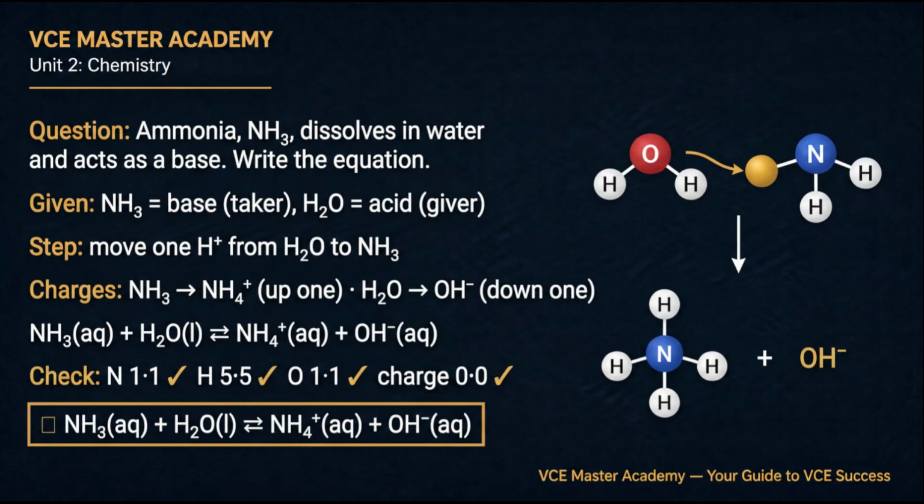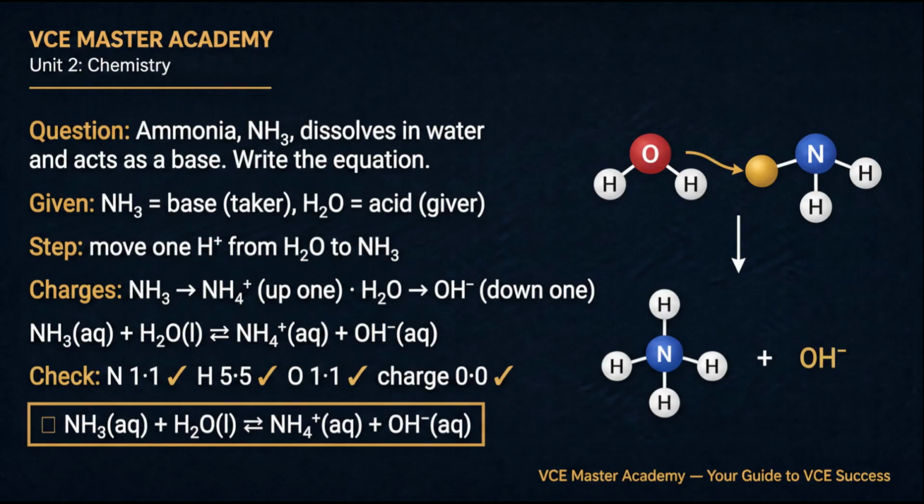Ammonia dissolves in water and acts as a base. Write the equation. Step 1 of our 4 steps, name the players. The question tells us ammonia is the base, the taker. So water must be the acid, the giver. There's water being amphiprotic again, playing the opposite role to the one it played with HCl.